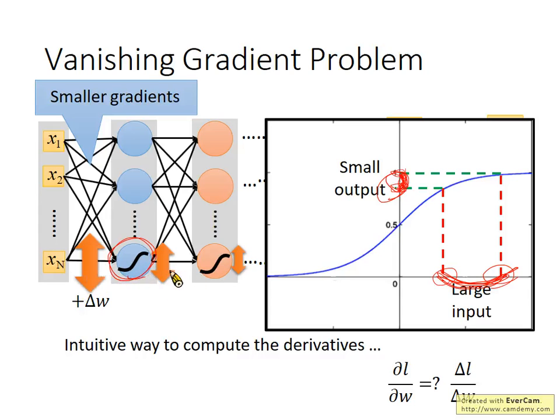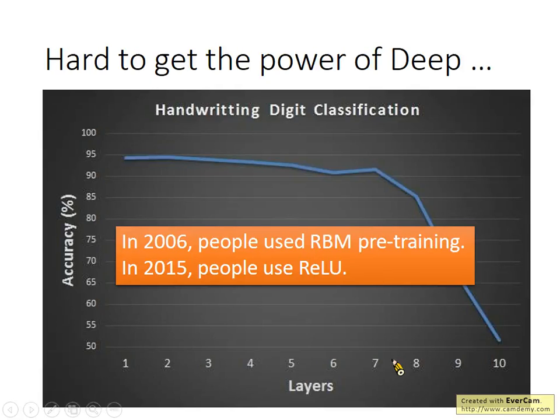So we make this value smaller and smaller. And when we calculate the derivative, that is, when we try to update the parameter, the gradient will become smaller and smaller. And this is the so-called vanishing gradient problem.